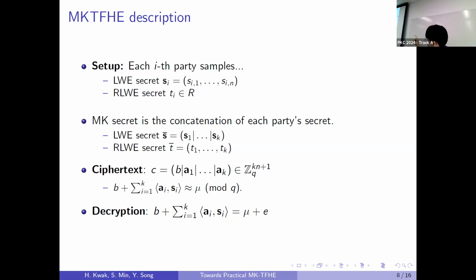So the ciphertext C is given by a vector of length kn plus 1, where b plus the summation of a_i times s_i modulo q is an encoding. To decrypt it, you can simply compute b plus the summation of a_i s_i.